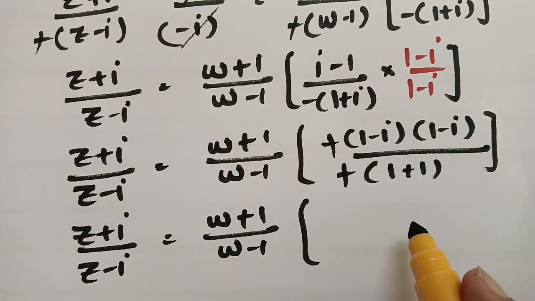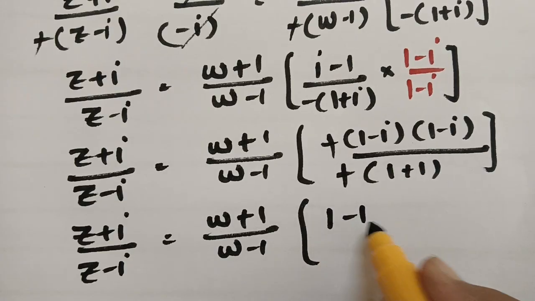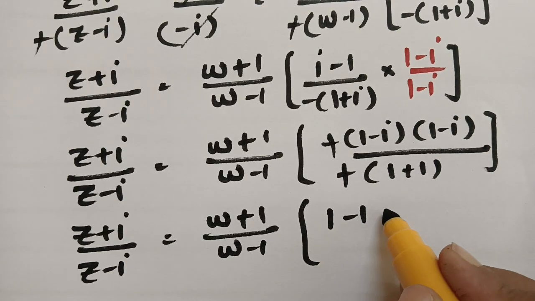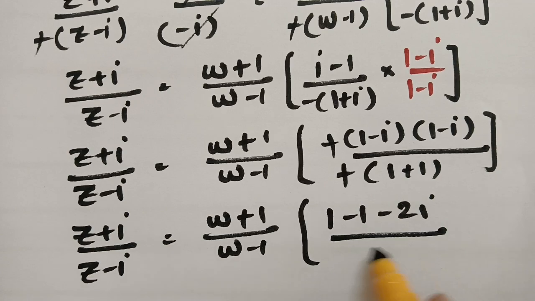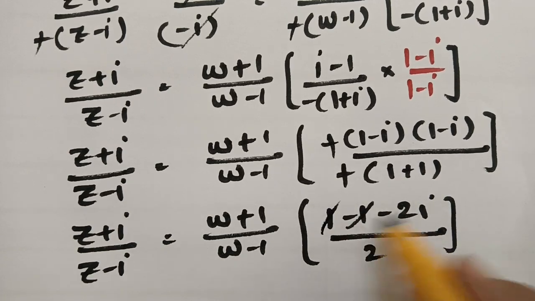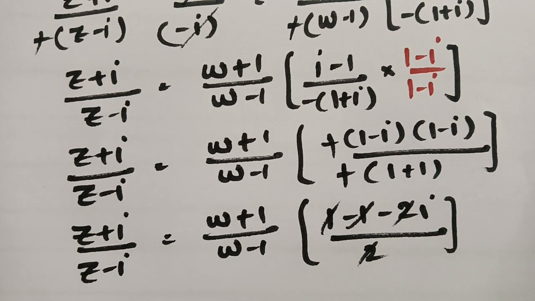So a minus b whole square. This is a square, i square minus 1, minus 2ab, by this value is 2. So I can cancel all these. And what is left over? Minus i is left over. See here, what is the value left over? This is minus i is left over.